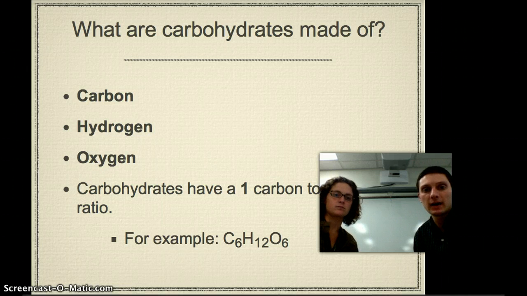And they're made of 3 different atoms, carbon, hydrogen, and oxygen. And one of the unique things about carbohydrates is that they always have a 1 carbon to 1 oxygen ratio. And so that kind of makes it unique or different from some of the other macromolecules. And here we've got an example of a formula, C6H12O6. You might remember this from when we talked about sugars in some of our previous units. We've got 6 carbon and 6 oxygen.